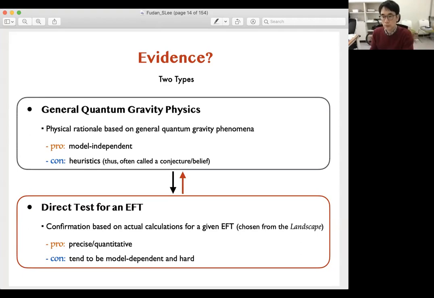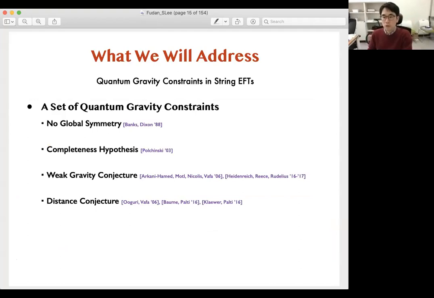Specifically, we will address four concrete conjectures, and in particular, their interconnections. Let me first say a few words about each of them. The first is the no global symmetry conjecture, which indicates that the coupling g of a gauge interaction cannot become zero in presence of gravity.